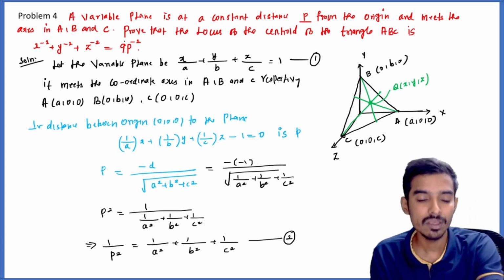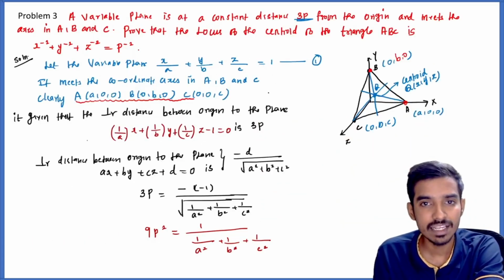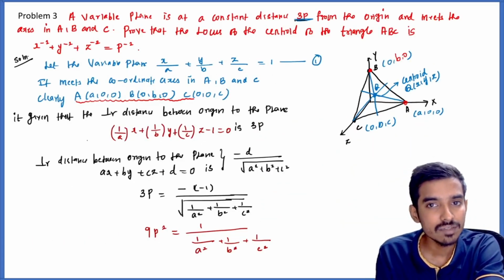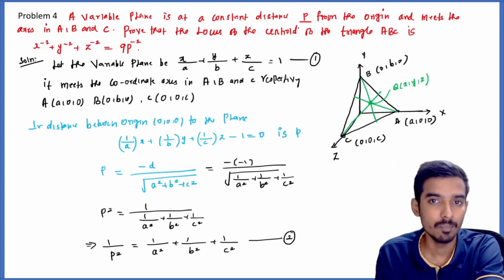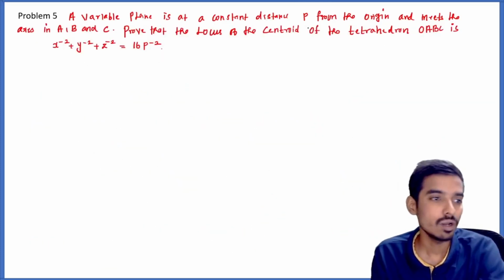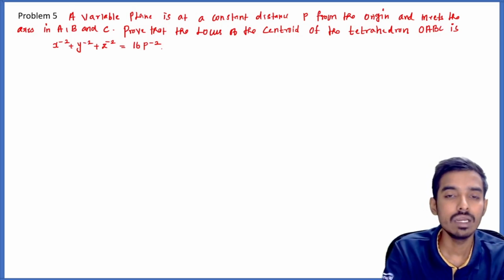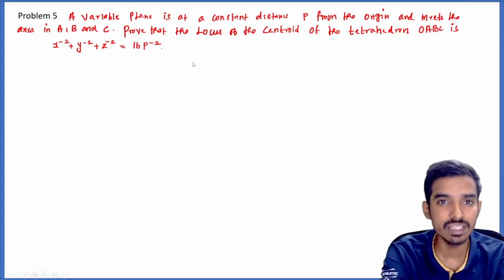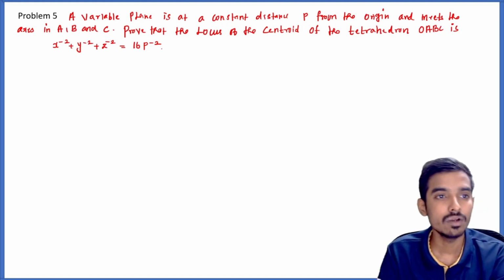Very simple problem. So problem 3 and problem 4 are the very same problem. Here it is a distance of 3p; here it is a distance of p. Now we'll do the fifth problem and then we'll wind up this video. After that, we will do the sixth and seventh problems in the next class.